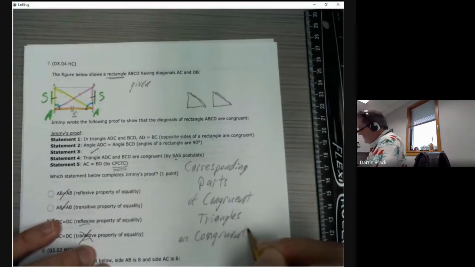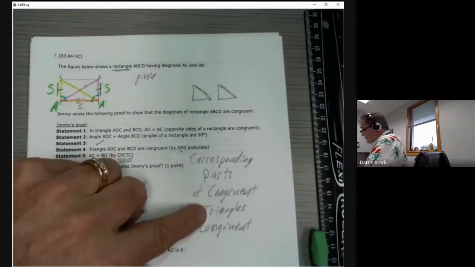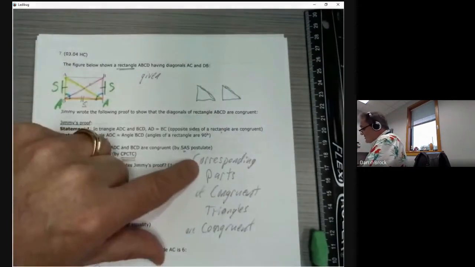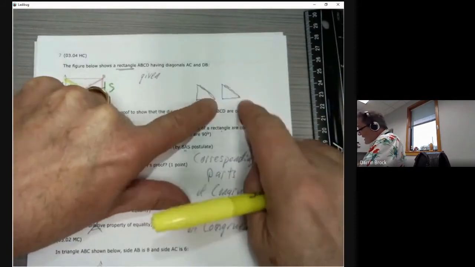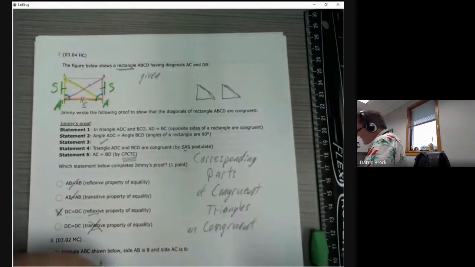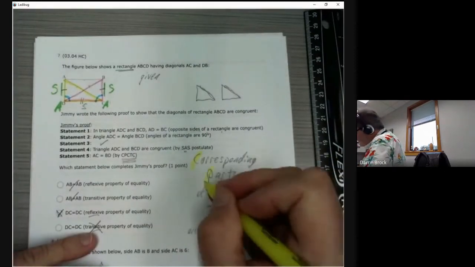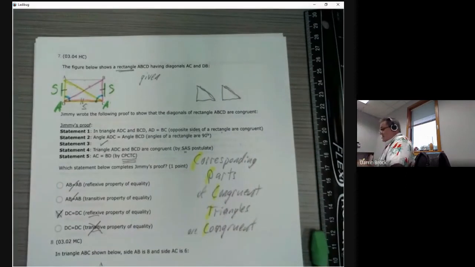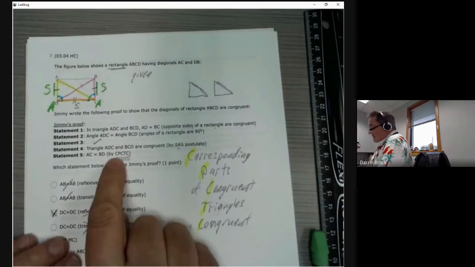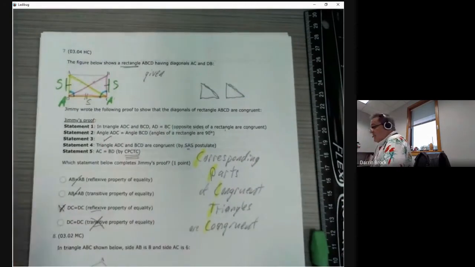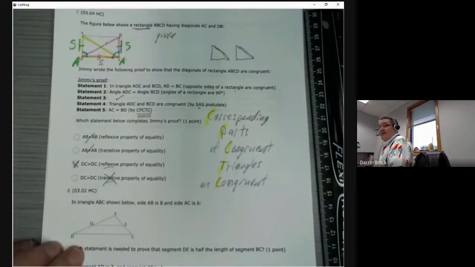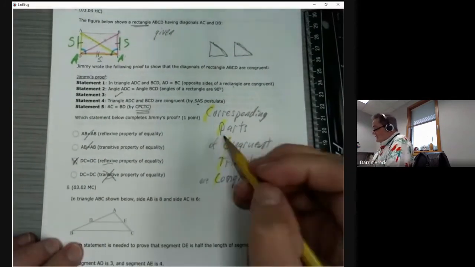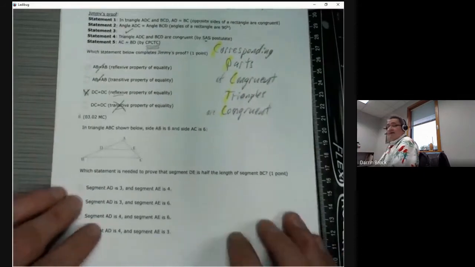So that makes sense. Corresponding parts of congruent triangles. If you have two triangles that are exactly the same, then all the corresponding parts, this angle down here, this angle over here, this hypotenuse, all those are going to be the same also. CPCTC. You'll see that a lot in proofs. Once you prove two triangles are the same, then by CPCTC, any parts of those that correspond would be the same. And that's why AC equals BD. CPCTC.